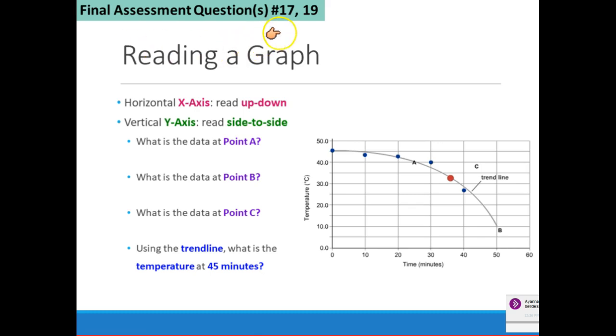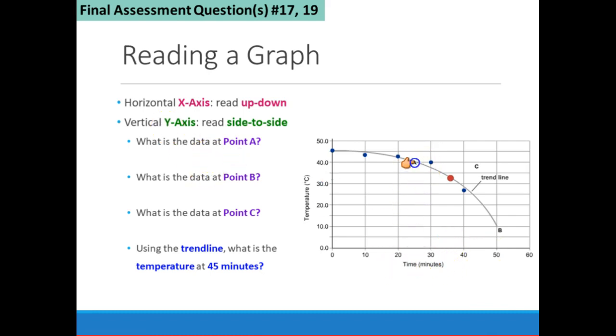Okay, guys, we are, again, skipping a couple of these because they are in the video I will be giving you in a moment. But let's talk about questions 17 and 19. 17 and 19 actually use the same graph, so that's why we're going over them together. So remember, when we're reading a graph, we're going to take a look at the horizontal x-axis, where we read up and down. From the horizontal axis, you read up and down. The vertical axis, on the other hand, which is over here on the left, you read side to side.